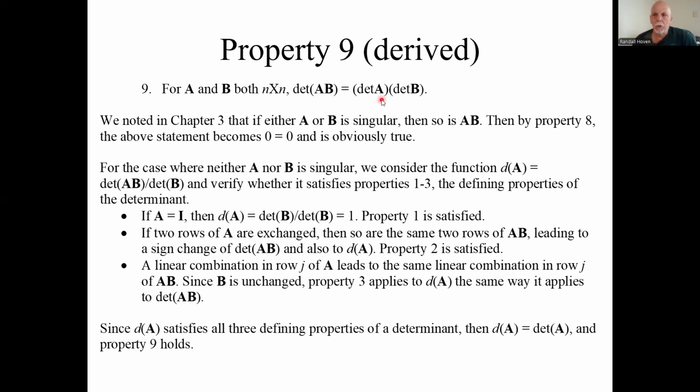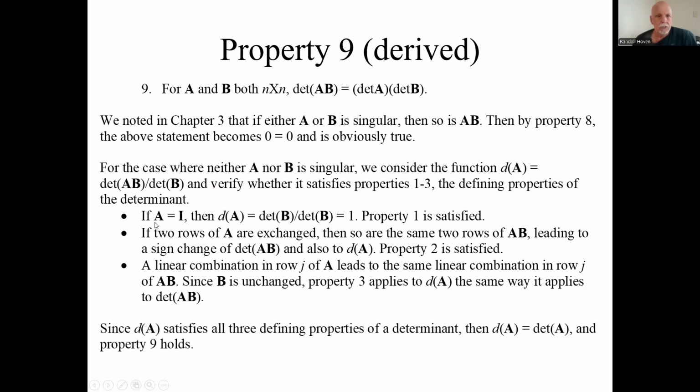Now, for when both A and B are not singular, we use kind of a tricky approach here. We define this function, we'll just call it D of the matrix A. We'll define it this way: it's the determinant of the product divided by the determinant of B. Then we'll see if this little function satisfies the three primary properties of determinants. And if it does, then this little function is the determinant.